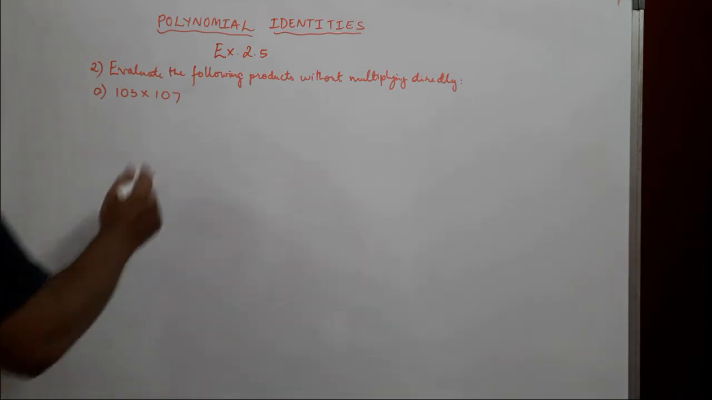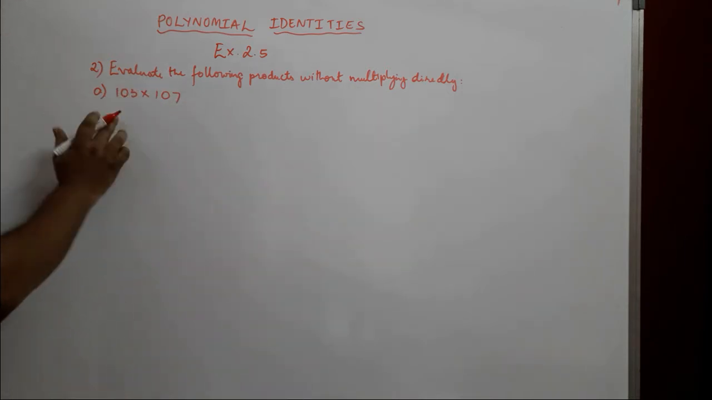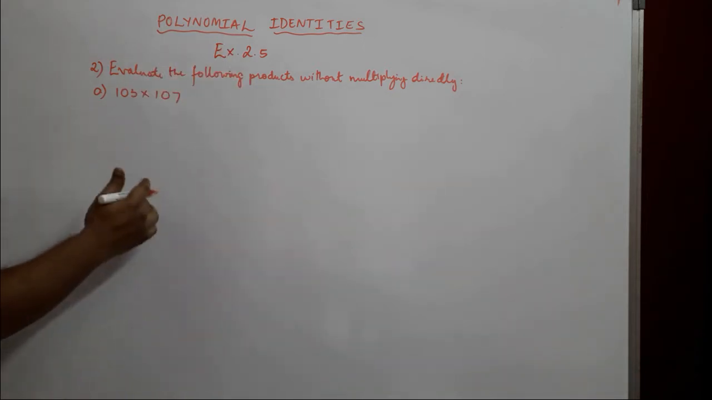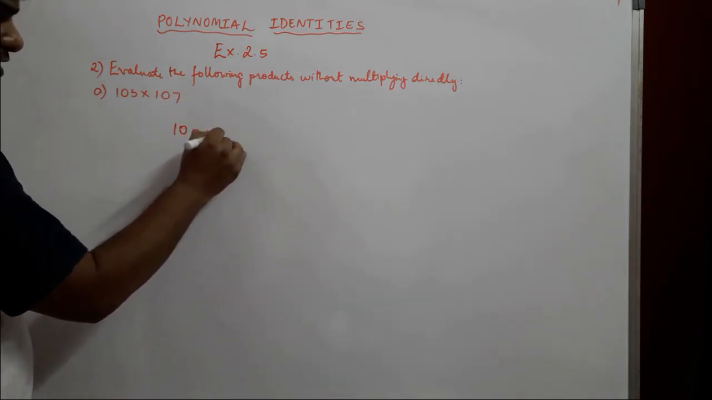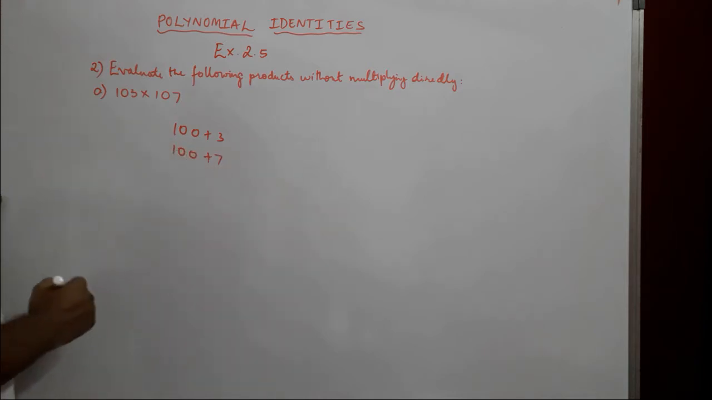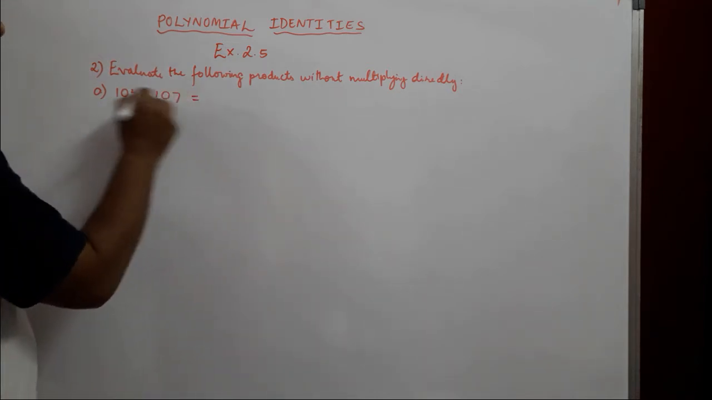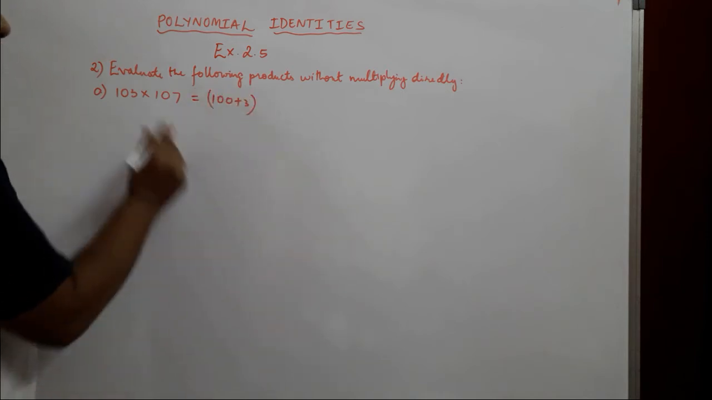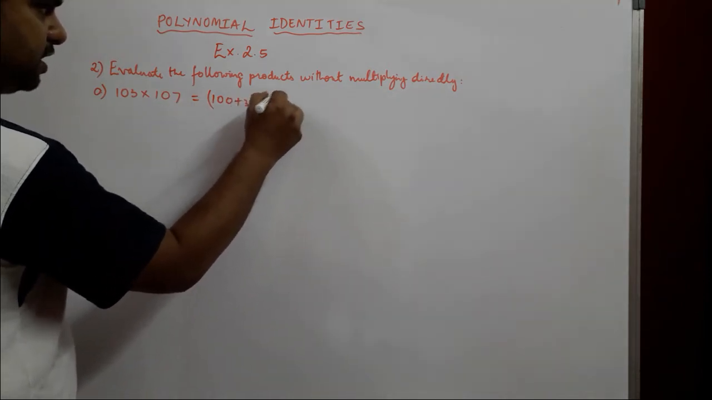For this, the trick is that since it gives 103, 107, the thing common between them is that they are in hundreds. So we need to get them as additions of hundreds. 103 can be separated as 100 plus 3, and 107 can be separated as 100 plus 7. So let's do that and see what we get. 103 can be separated as 100 plus 3. This is one term, and 107 is, since it is multiplied, I'll put a multiplication sign.